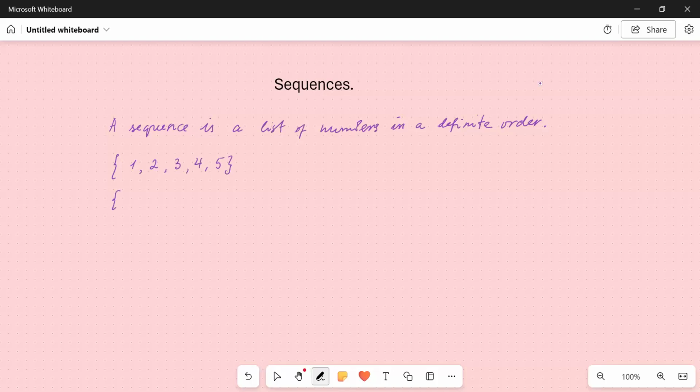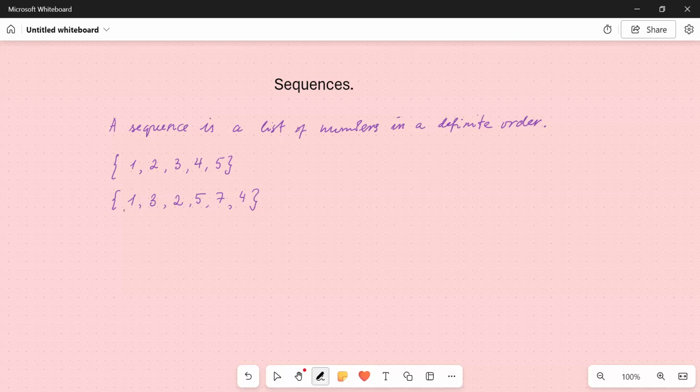Another list of numbers: 1, 3, 2, 5, 7, 4. Looks like we have mostly the same numbers, but in a slightly different order, right? So we have 1, 3 first, and then 2, an even number, and then 2 more odd numbers, and then an even number. First, we have more terms in the sequence. Second, the order is different. For sequences, order is going to be important.